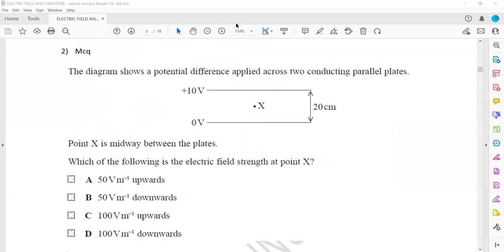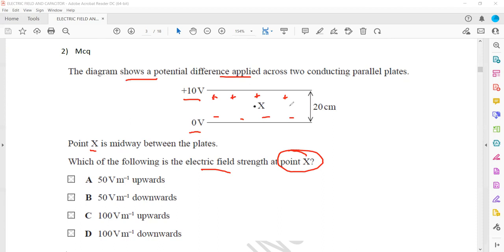In question 2, the diagram shows a potential which is applied across the two plates. So which is the positive plate, top or bottom? This is high voltage, this is 0 volts. So the top plate is the positive plate and the bottom plate is the negative plate. The point X is midway, halfway between the plates. Which of the following is the electric field strength at point X?